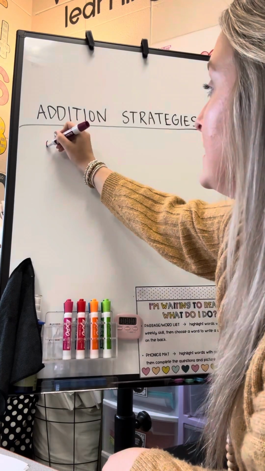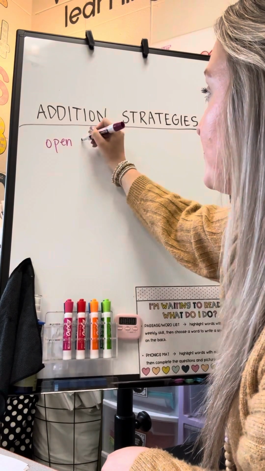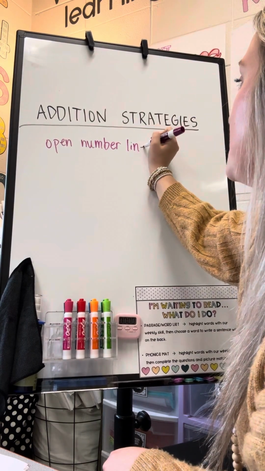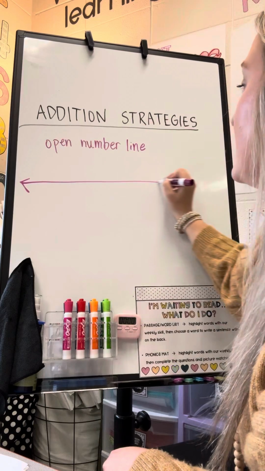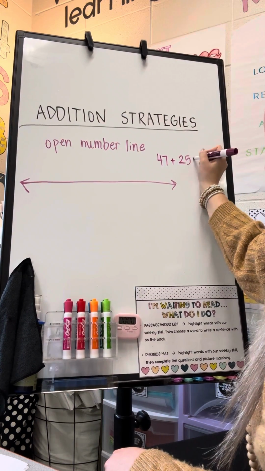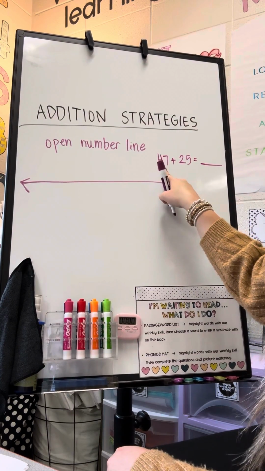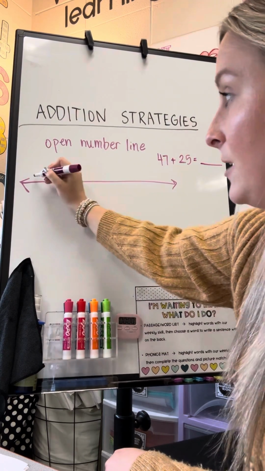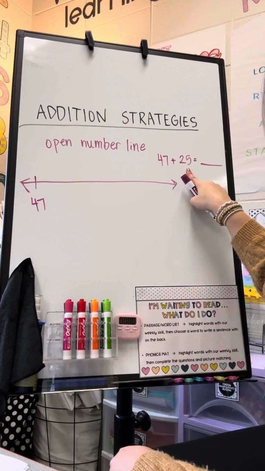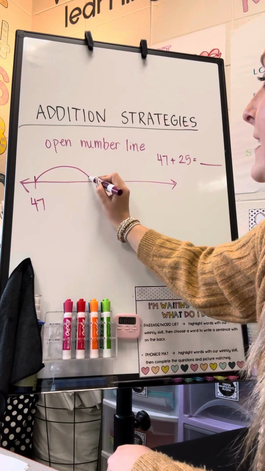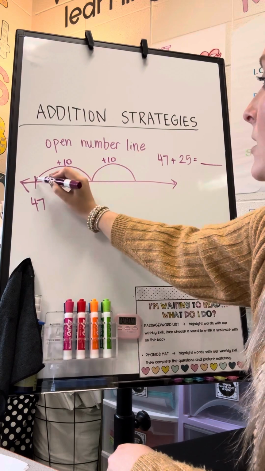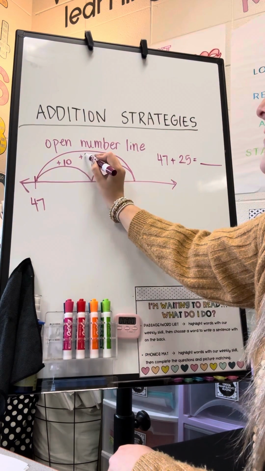This first one is an open number line. An open number line is just like an empty number line. And let's say our equation is 47 plus 25. Okay? They're going to pick their first addend and put it at the beginning of their number line. And then 25, the second addend, the number that they're adding, they're going to represent in jumps. Okay? You could do 2 jumps of 10 or 1 large jump of 20.